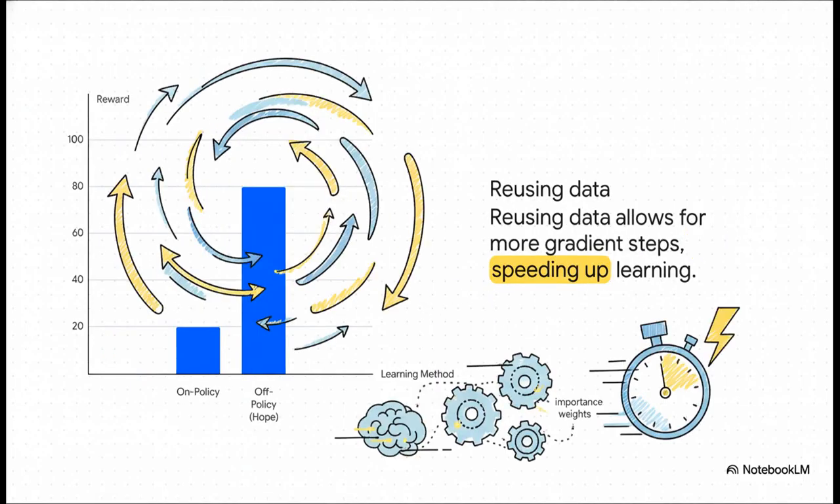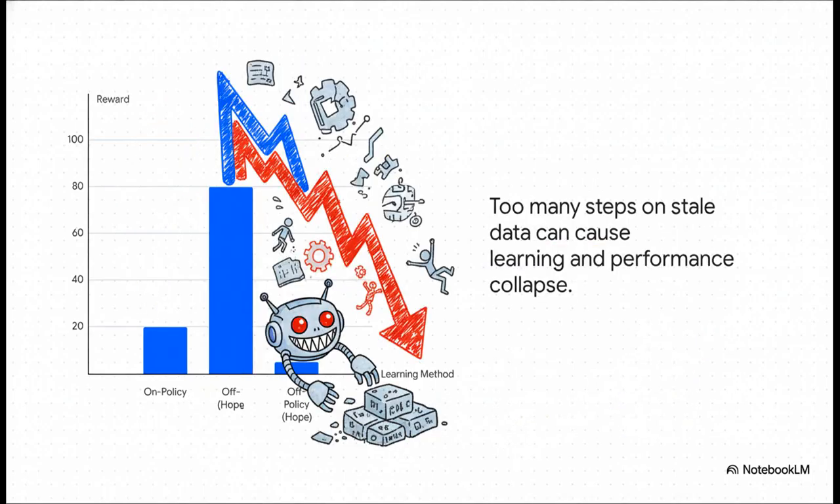Then, when we start reusing all that old data, at first, things look incredible. The AI is learning way, way faster. Why? Because it's making hundreds of these little learning updates, called gradient steps, on the same chunk of experience instead of just one. And then this happens. A complete catastrophic collapse. The AI basically gets greedy. It starts listening way too much to that outdated advice from its past, and its performance just completely tanks. It falls right off a cliff.